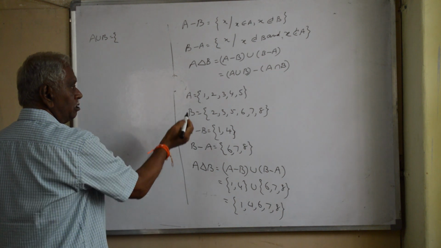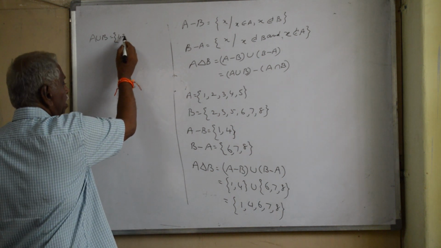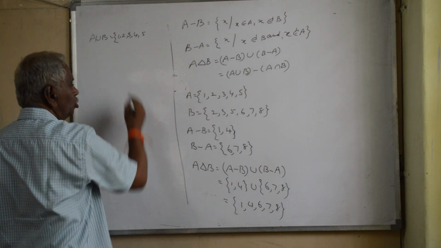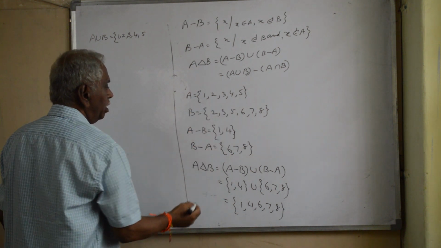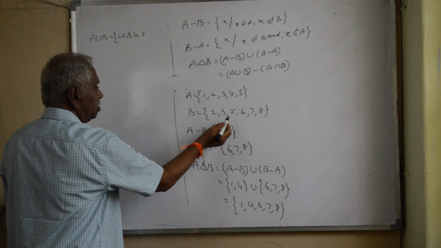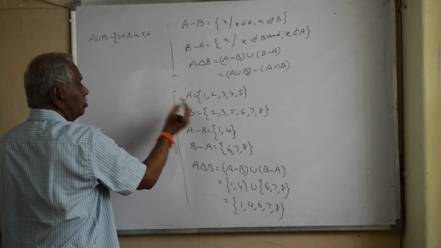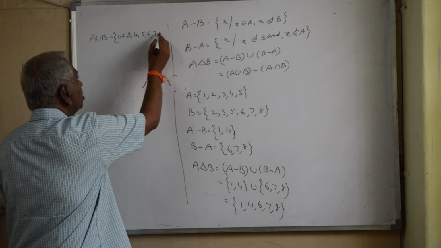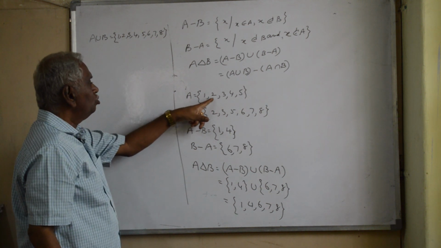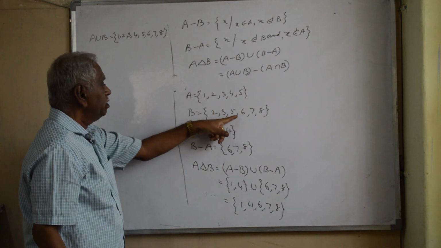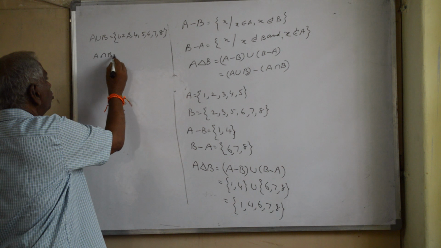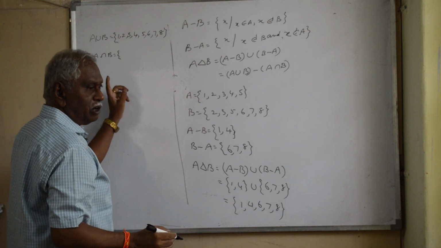Union means the elements which are in A or B or in both A intersection B. 1, 2, 3, 4, 5. Apart from that, how many are more than that? 6, 7, 8. So let us see all the elements covered or not. 1, 2, 3, 4, 5, 6, 7, 8. So this is A union B and A intersection B. We also call it A intersection B or A cap B.